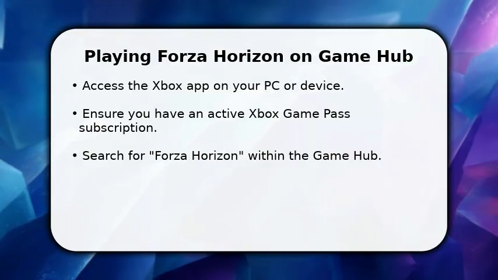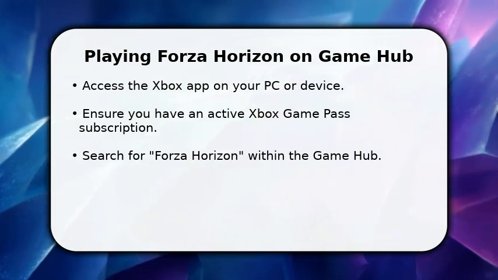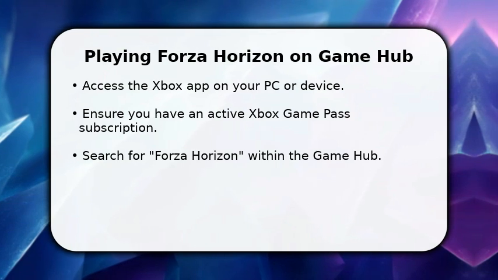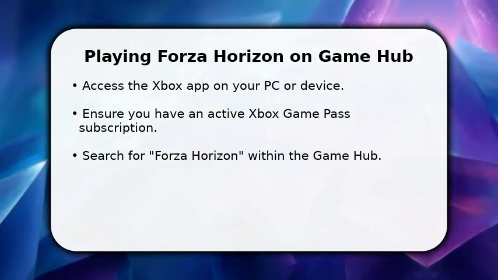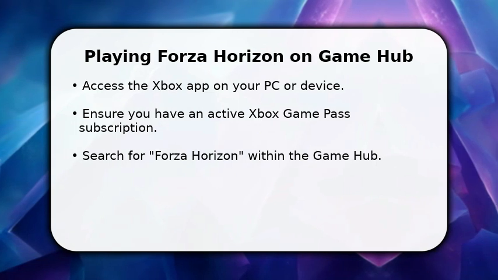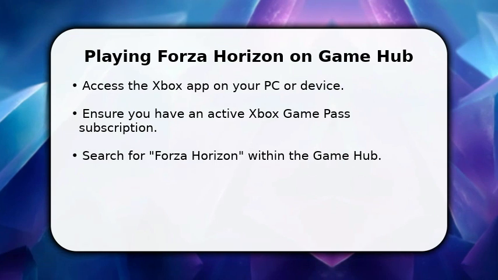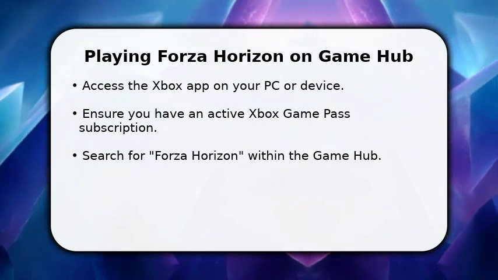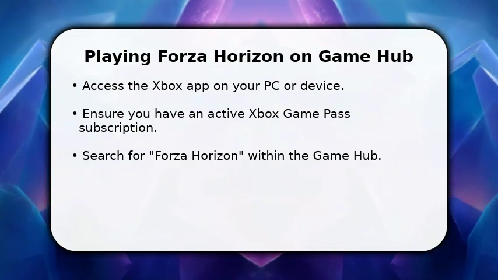In this video, I will explain how to play Forza Horizon on GameHub. First, open the Xbox application on your computer or compatible device. Make sure your Xbox Game Pass subscription is active, as this is essential for accessing the game. Once the app is open, navigate to the search bar and type in Forza Horizon to locate the game. This initial step gets you ready to dive into the racing action.